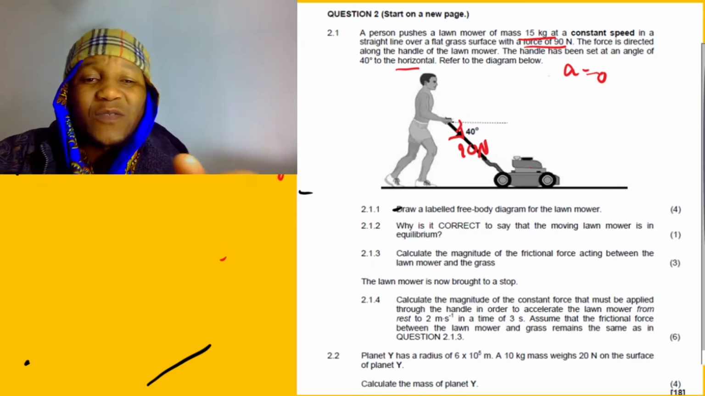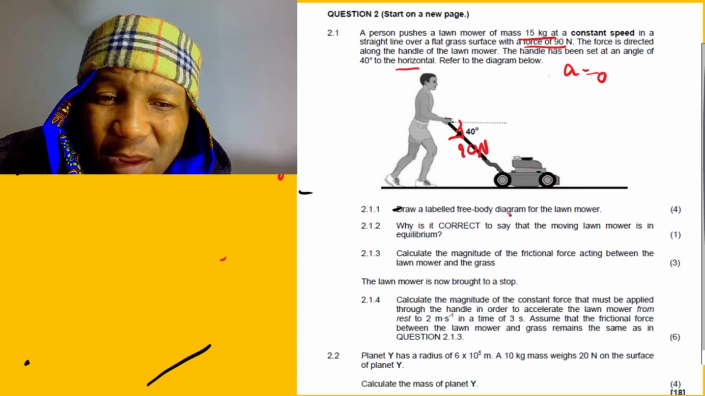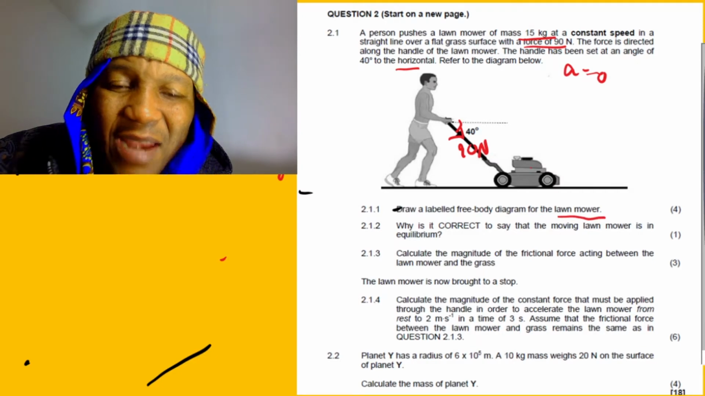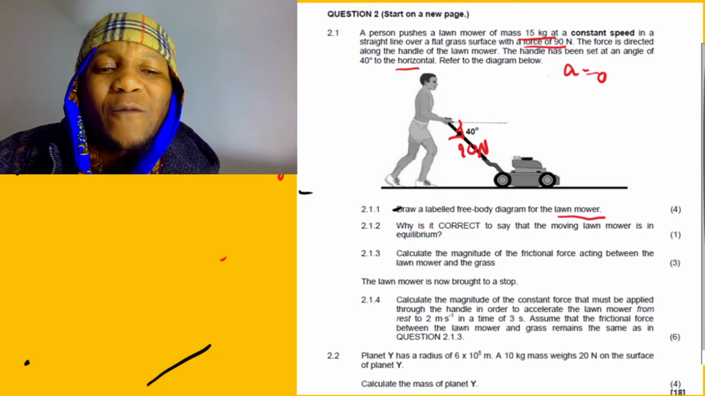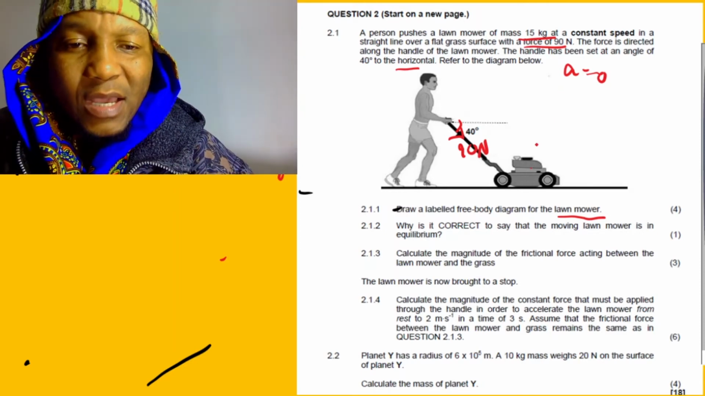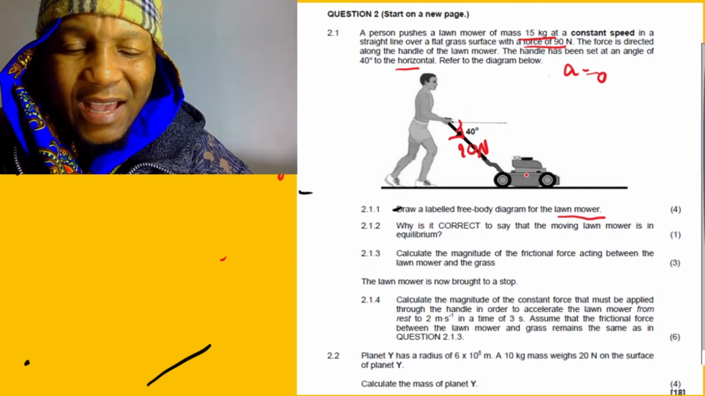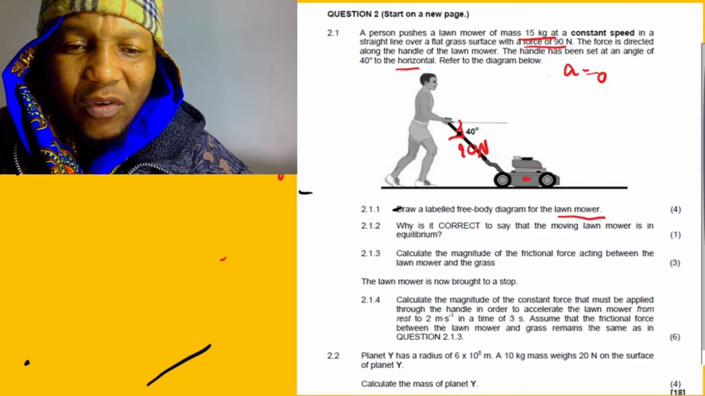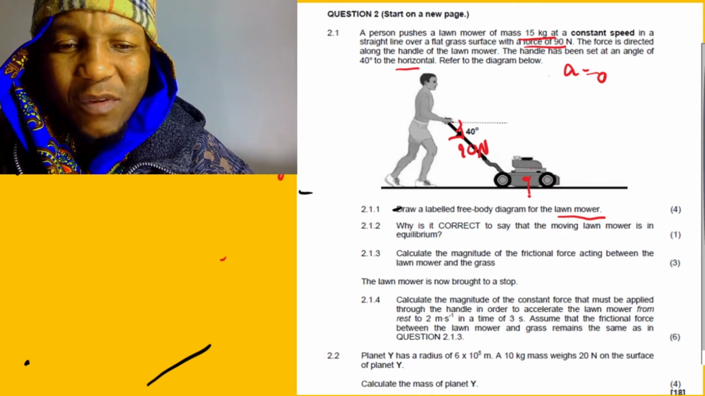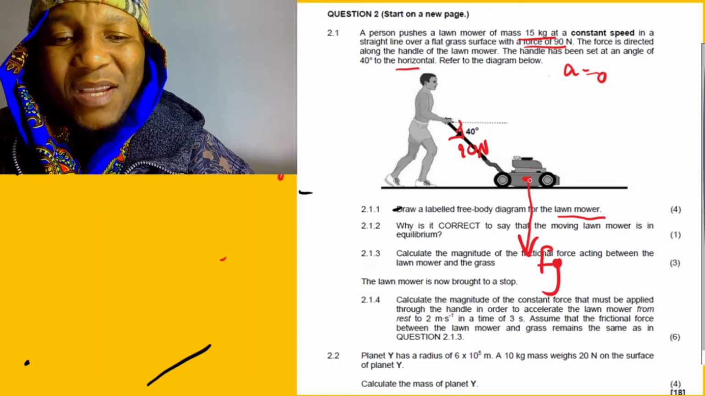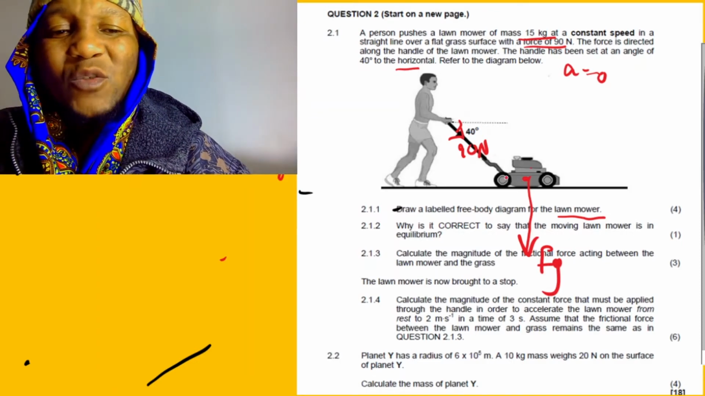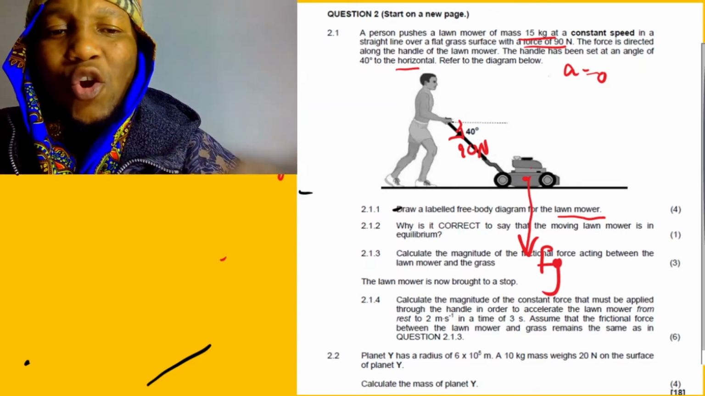Now let's go for the first question. They say, draw a free body diagram of the lawnmower. Easy. For you to draw a free body diagram, you need to know the forces. What are the forces exerted on this lawnmower? We know there must be the force of gravity, which acts toward the center of the earth. Also, since there's a force of gravity, there must be a force which is opposite. Which force is that? The normal force.